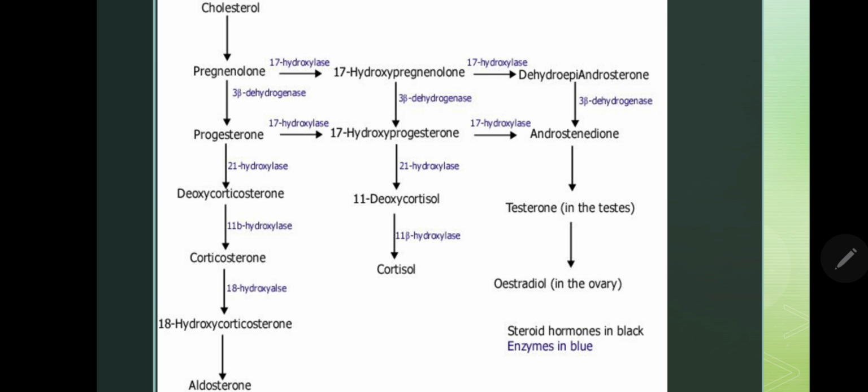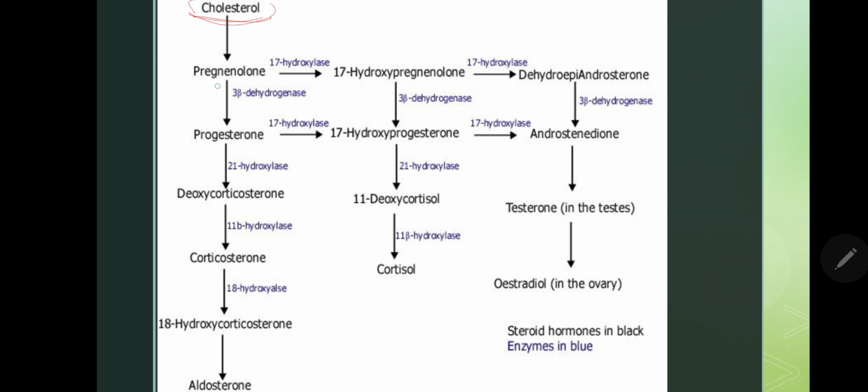So in congenital adrenal hyperplasia, first there is a deficiency of enzymes. What are the enzymes? First we have to know that all the hormones are synthesized from cholesterol.